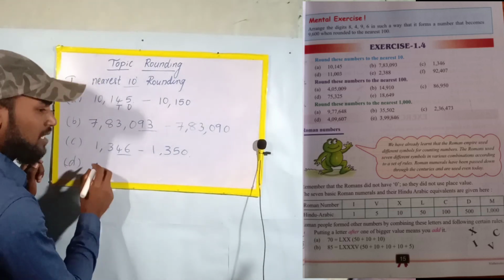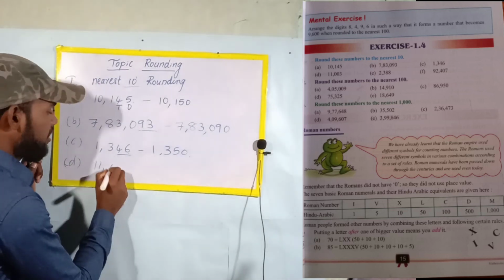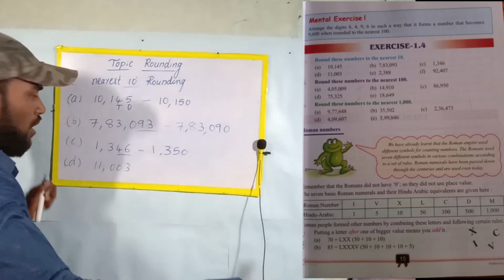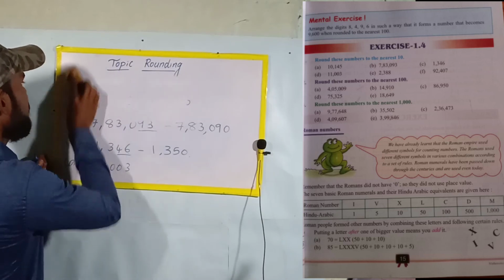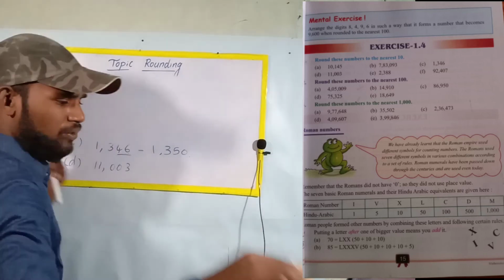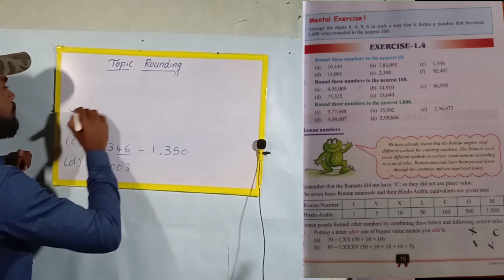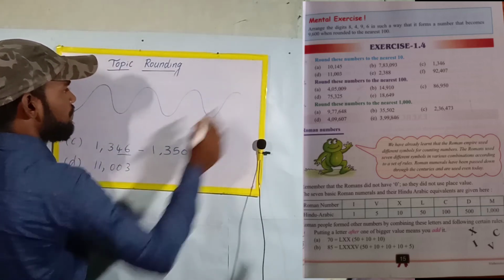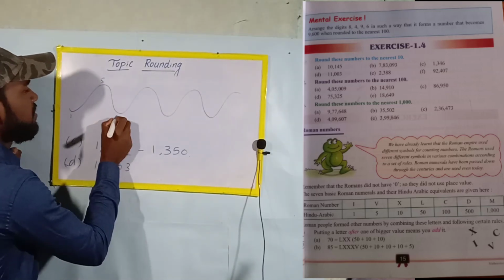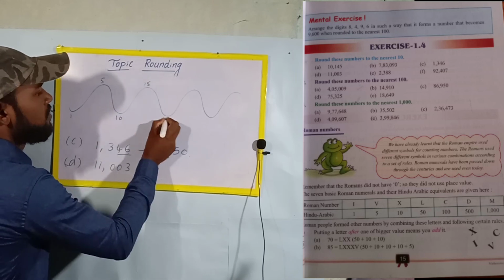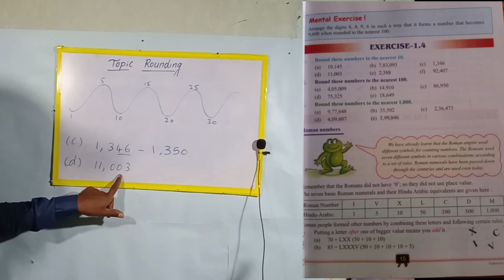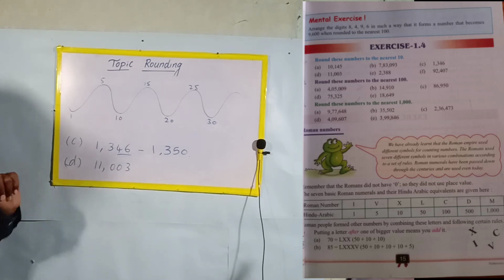What is the D1 given? 11,003. See here, 11,003. So if you want to know this very easily, I will explain the nearest thousands concept, the nearest tens concept. But this concept will be helpful for everything. Okay, see here. See here now. 1, 5, 10, 15, 20, 25, 30. So now what is given here? 11,003 is given. 3 is given.